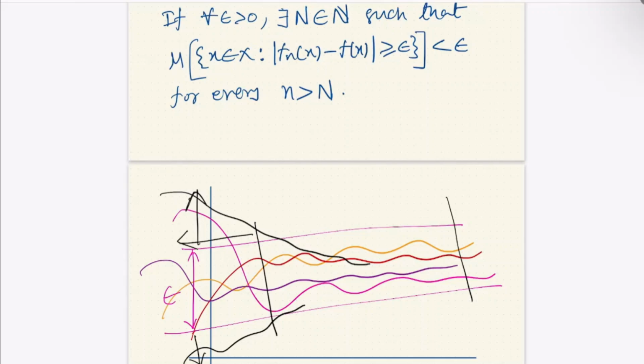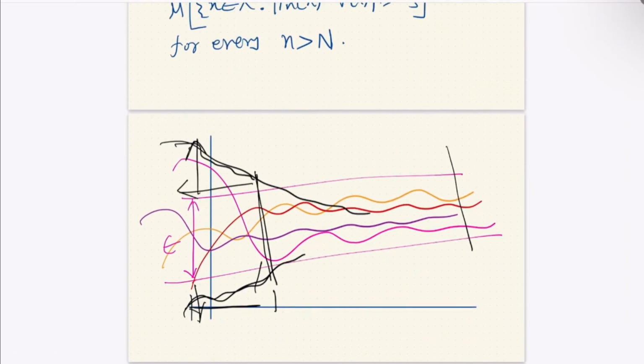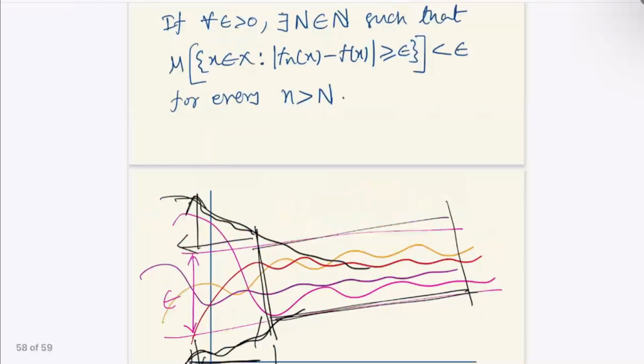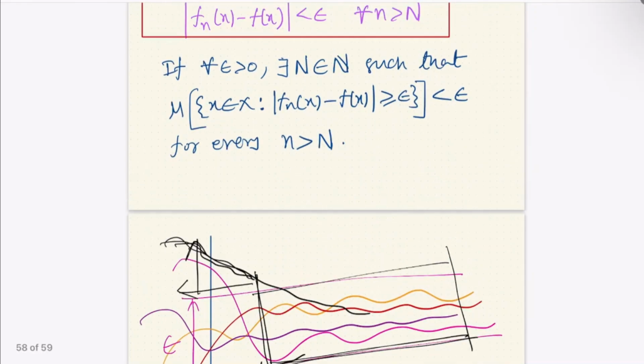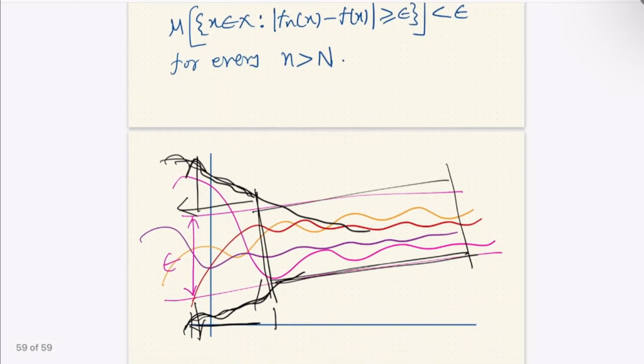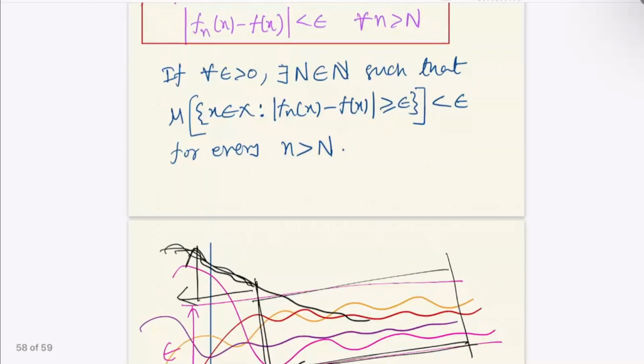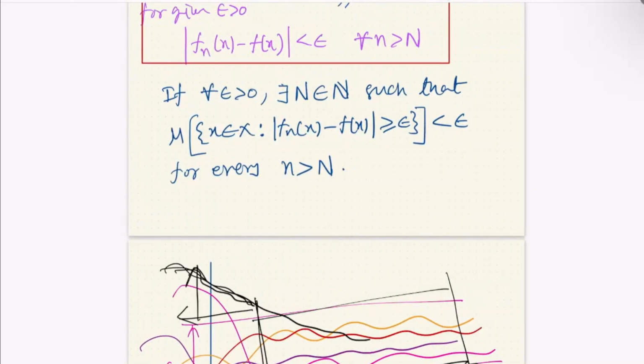So now get those points where the functions are not falling inside this domain. Collect those function domains where it is not falling inside the epsilon band. The measure of the region where the functions are not falling inside the epsilon band must be close to zero. That is what it is saying.